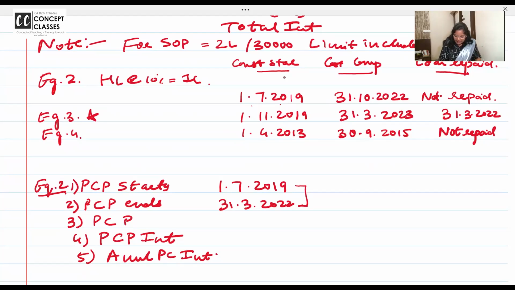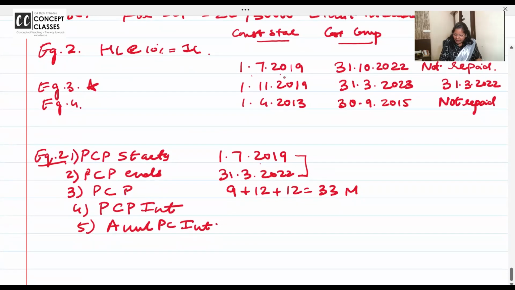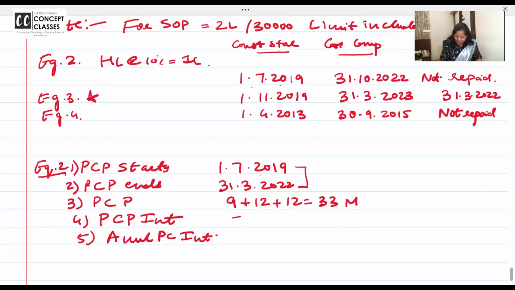Now, what is the pre-construction period? 19 to 20, 9 months. 20 to 21, 12 months. 21 to 22, 12 months. So 24 and 9, 33 months. I told you, you can calculate in months. Now pre-construction interest is 1 lakh into 10% into 33 by 12. Why by 12? Because you are multiplying with 33. Now I don't know more maths than this. Into 33 divided by 12. So it's coming to 27,500.